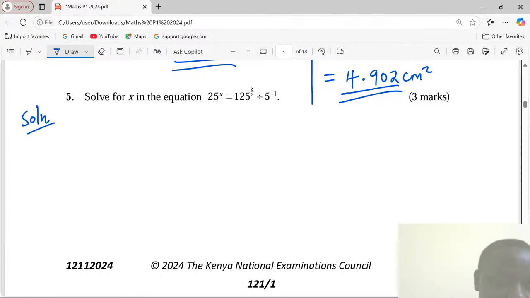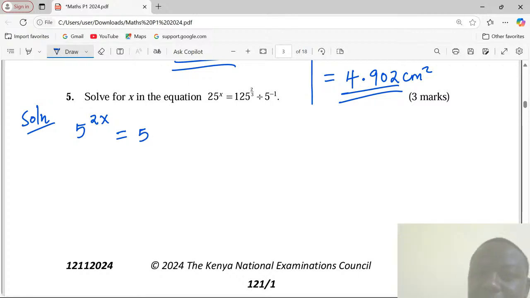In the first composite number, which is 25, we can express it to the minimum base possible according to the question. That is base 5. So it becomes 5 squared. But now there is already an existing power of x, so it becomes 5 power 2x. This is equal to 125. We also express it to the least base possible. That will be base 5. Then this is 5 power 3.